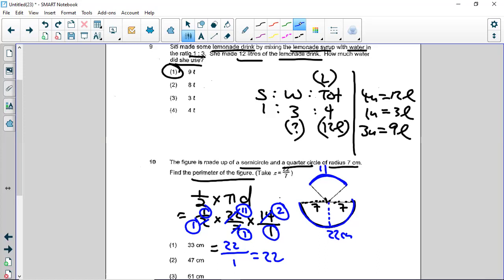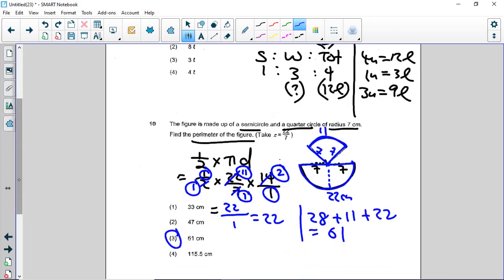Okay, then how many straight lines do you see? 1, 2, 3, and 4. So there are 4 straight lines, which is how many? So you take 4 times 7. So 4 times 7 will be 28, right? And then plus the circumference of the quadrant and plus the circumference of the semicircle, and you will get the perimeter of the figure, which is 61 cm. So answer number 3. Do you understand? Okay, all right, let's go on to question 11.